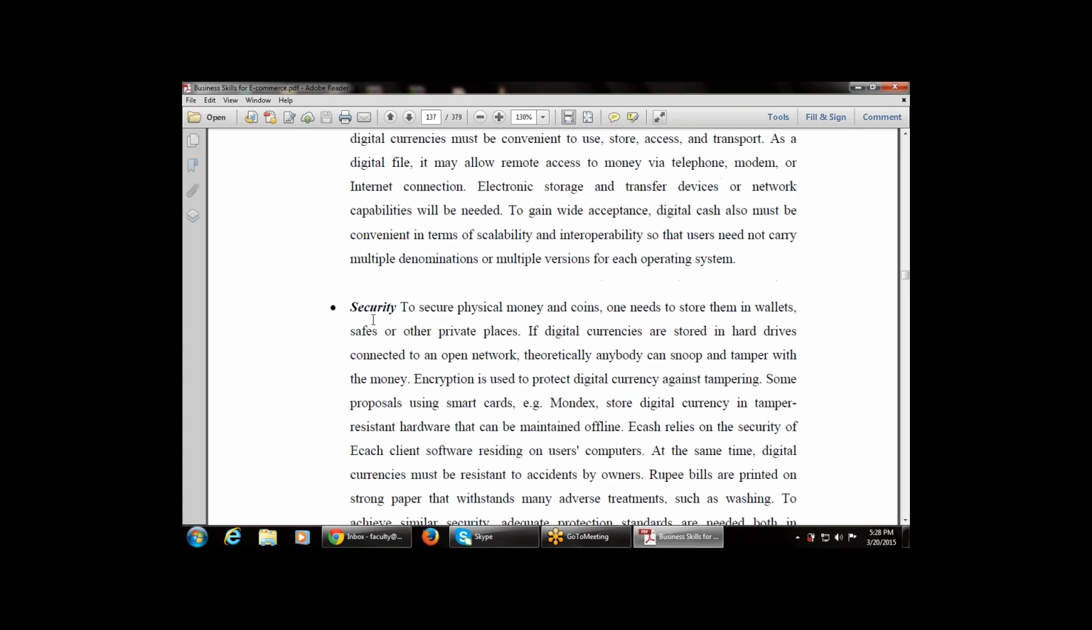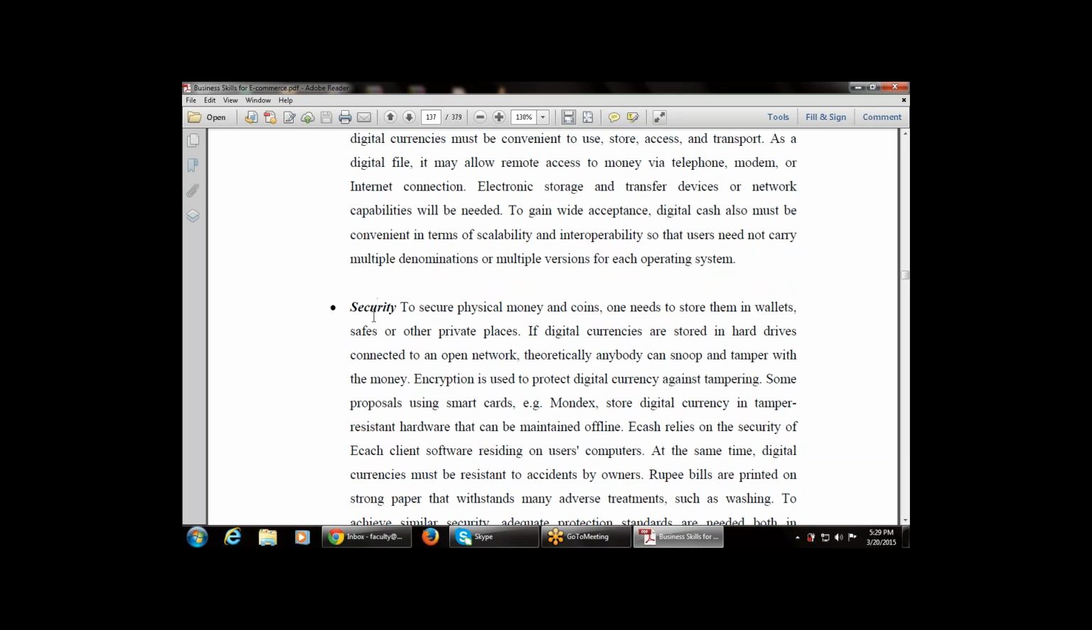Then the next is security. This is the third property used with digital currency. The payment or the digital currency must be secure, and the transaction being done must be secure. That is security.